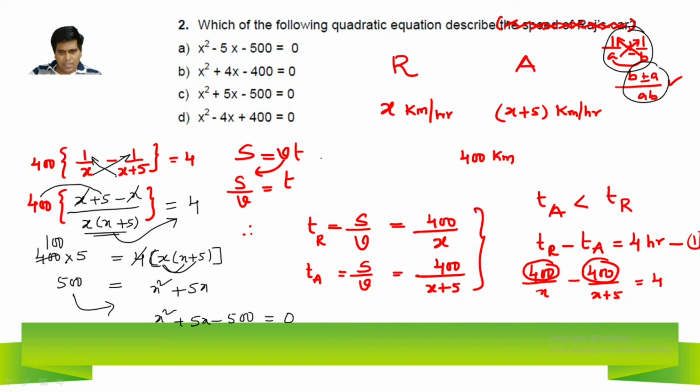So which is the correct option here? It goes to C. So the quadratic equation we formed has identified option C as the correct one. So once again you practice this one. Later we can do the next questions.